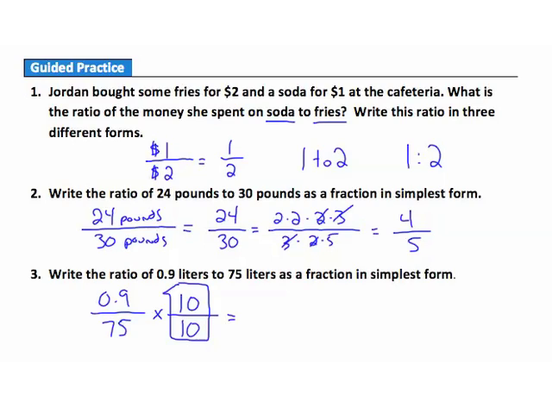So let's take a look what we get here. 0.9, if I move that decimal 1 place to the right, I will get 9. And with 75, if I move that decimal 1 place to the right, I will get 750. And now I need to take a look and see if I can simplify this. So I factor the numerator. 9, that's easy. That's 3 times 3. Now factoring 750 is going to be a little more difficult, but we can do it.